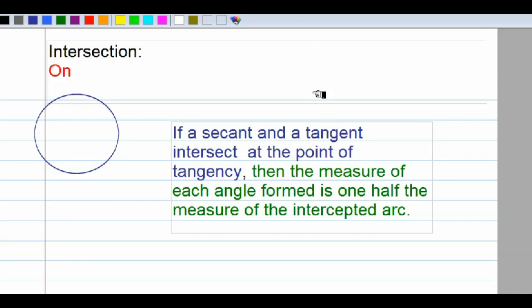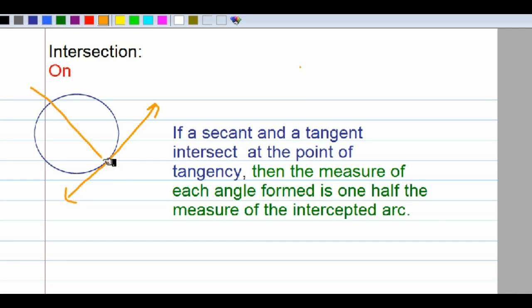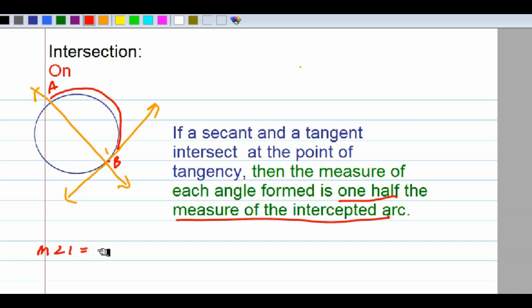If a tangent line, let's draw a tangent line, and a secant line that goes through the point of tangency, there's that point of tangency, are drawn on a circle, then the measure of each angle formed, here's angle 1, is going to be 1/2 the measure of the intercepted arc. Well, here's the intercepted arc. Notice there's only one intercepted arc in this case. So if I call this AB, we say the measure of angle 1 is equal to 1/2 AB.